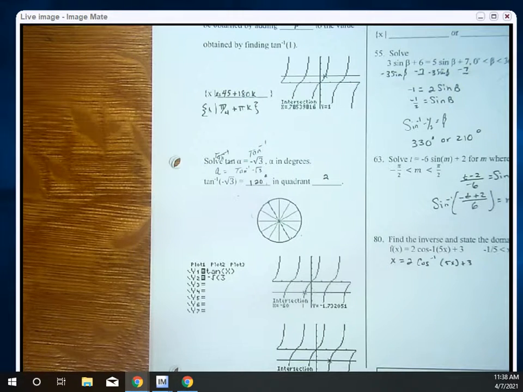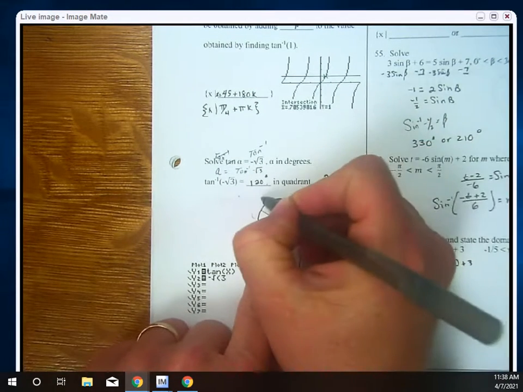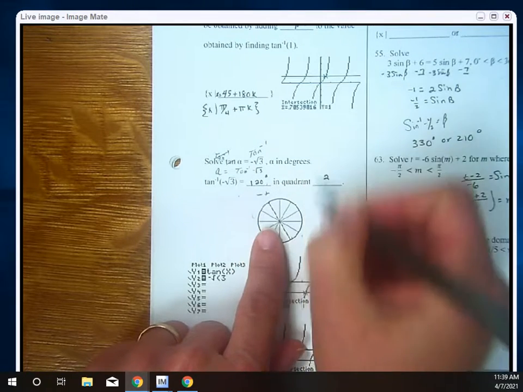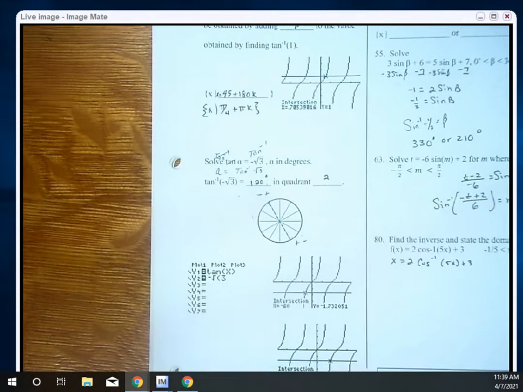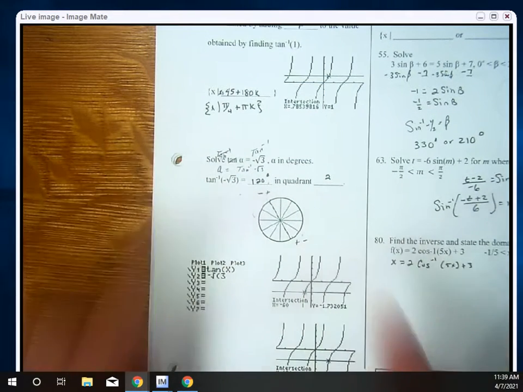Tangent is sine divided by cosine. So anytime your sine, S-I-G-N, of your sine, S-I-N, and cosine are opposites. So in this quadrant, we have a negative positive, but over here we have a positive negative. So when you're dividing, unlike signs, second and fourth quadrant.